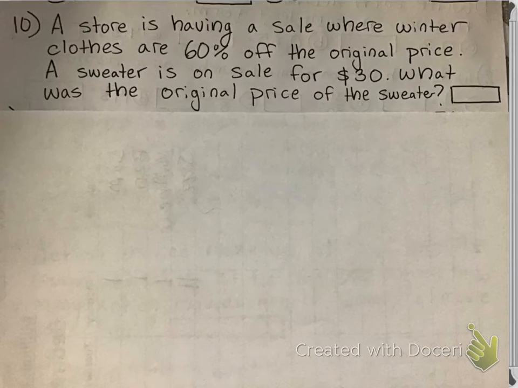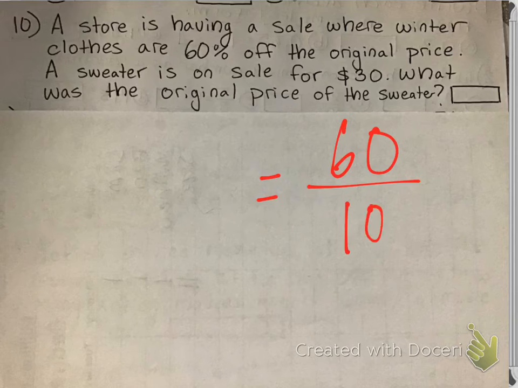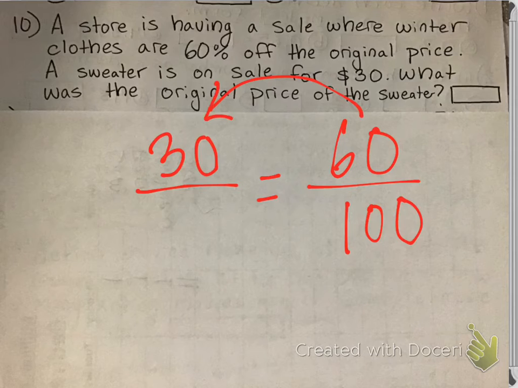First, we're going to go to 10. A store is having a sale where winter clothes are 60% off the original price. A sweater is on sale for $30. What is the original price of the sweater? So we set it up like this. We know our percents are always over 100. So we have 60 over 100. And our price is the part, so it goes on top, correct? It's part. How do we go from 60 to 30?